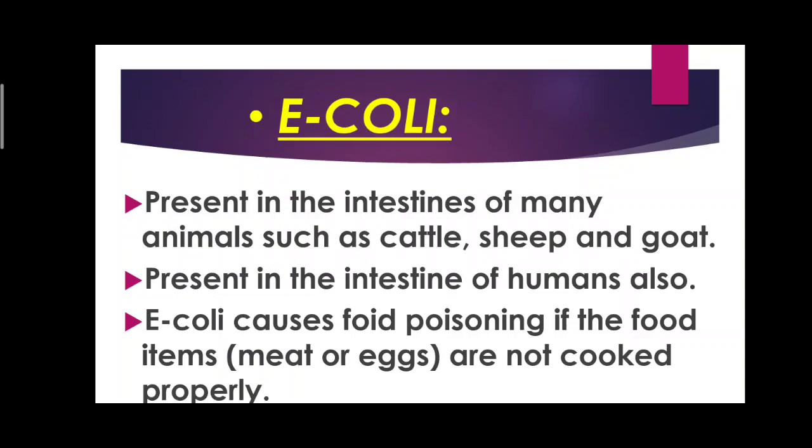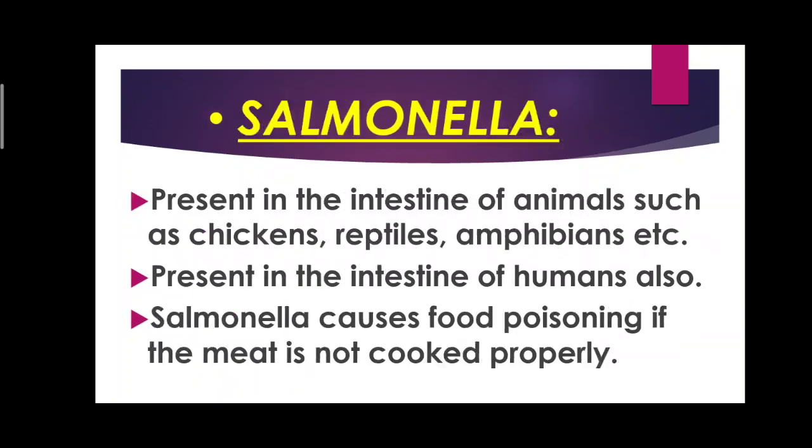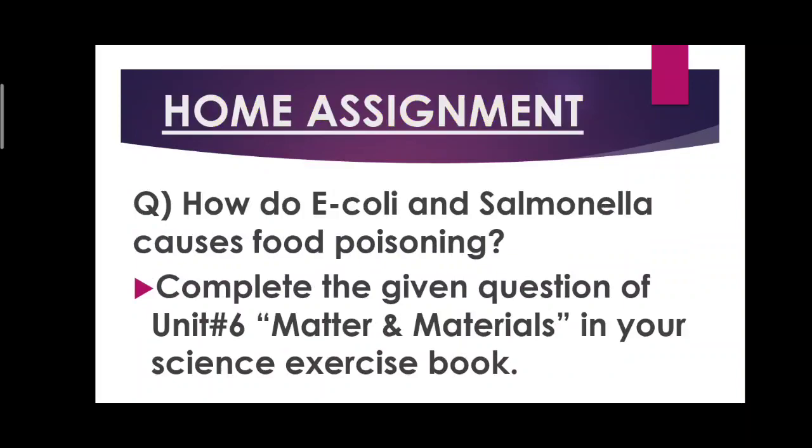Now, moving on towards the other type of bacteria, which is Salmonella. What is Salmonella? Salmonella is the bacterium responsible for the largest number of food poisoning cases. Why? Because Salmonella is present in the intestine of animals such as chickens, reptiles, amphibians, etc. And Salmonella is also present in the intestine of humans. Salmonella can cause food poisoning if the meat is not cooked properly. For example, if you do not cook the meat properly and you eat it, what will happen? The bacterium called Salmonella enters your intestine and it can cause food poisoning, and you can be trapped in different kinds of diseases. So, these are the two types of bacteria that can cause food poisoning.